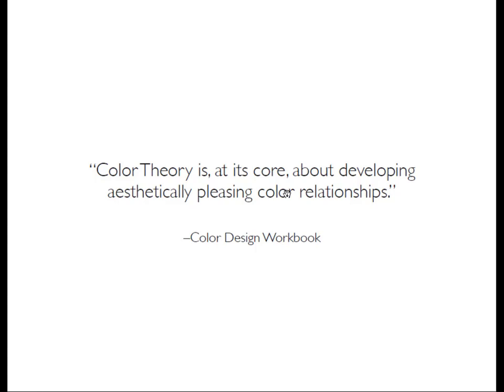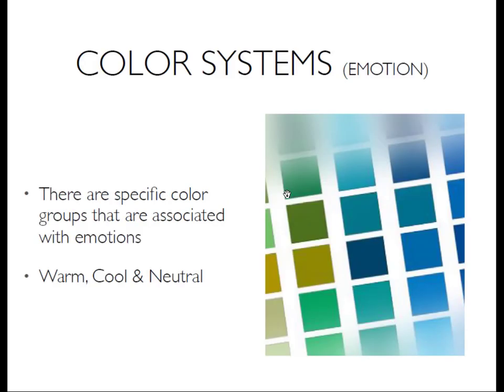But we'll kind of cover the basics in terms of what all of the colors mean. So, emotion. You're probably familiar with a lot of these terms. These are the specific color groups that are associated with emotions. If you break them down into 3 color groups, you're going to break them down into warm, cool, and neutral. When you're going to Home Depot to pick out paints, you probably hear these terms all the time.